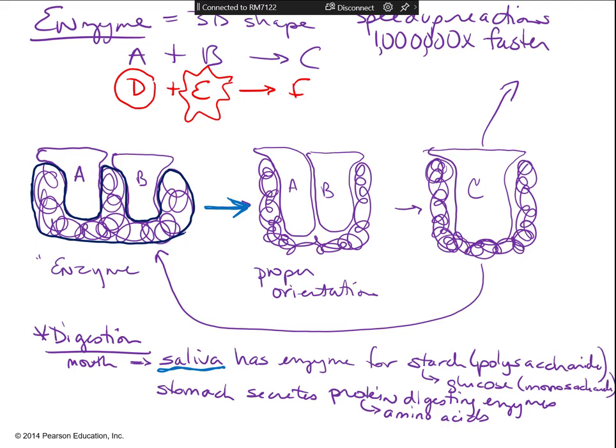So it's almost like a lock and key. You have certain reactants that fit together with certain enzymes. It's not like one enzyme does everything.